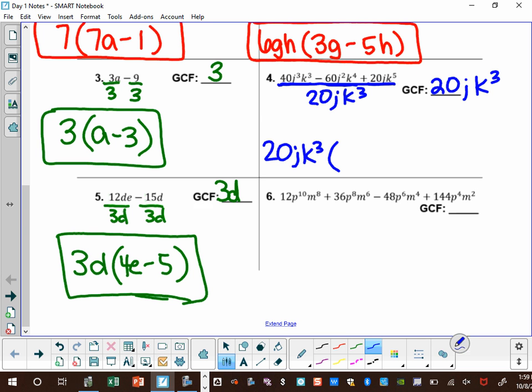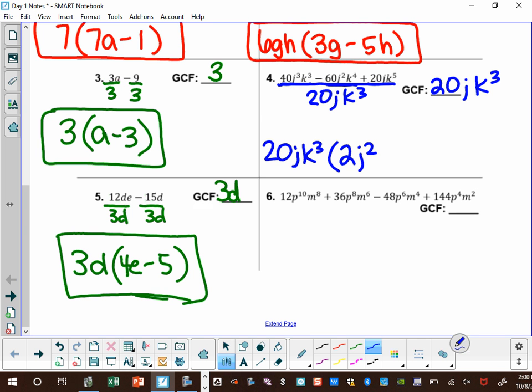All right, 40 divided by 20 gives me what? 2. Be careful, divide it. Then I have J to the 3rd divided by J to the 1st. If I had 3 J's on top and 1 on the bottom, there's how many left over? 2, right? J to the 2nd. I have K to the 3rd divided by K to the 3rd. Those just cancel out. So now I can move on to the middle term.